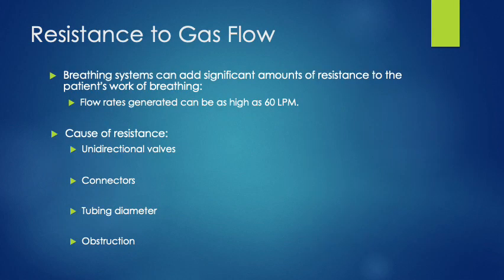So next, resistance to gas flow. Breathing systems can add a significant amount of resistance to the patient's work of breathing. Flows generated by our anesthesia machines can be very high, and this can contribute to barotrauma, so that's why we mention it here. Also, resistance to flow can be really uncomfortable for a spontaneously breathing patient. We don't want to give positive pressure ventilation breaths to patients that are awake or breathing spontaneously. Causes of resistance in our breathing systems include unidirectional valves, connectors, tubing diameter, and obstruction.